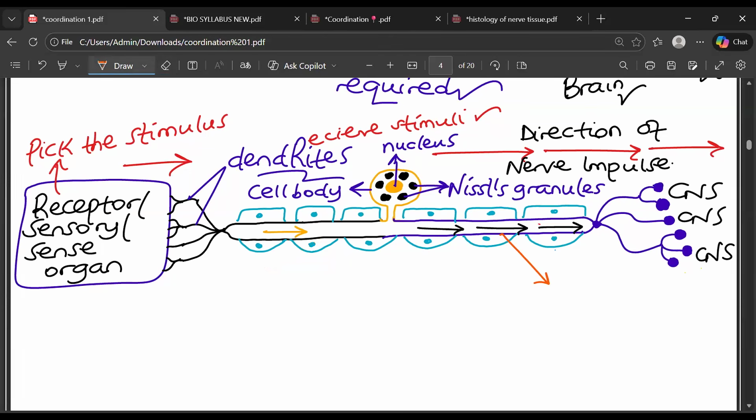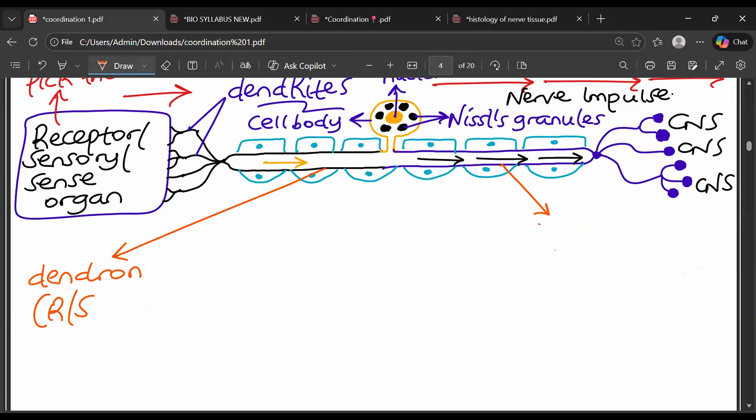Let me just extend it somewhere here because I need some good space. So it's the dendron, for reasons I've given. It connects from the receptor or sensory organ up to the cell body. That's where the dendron stops.